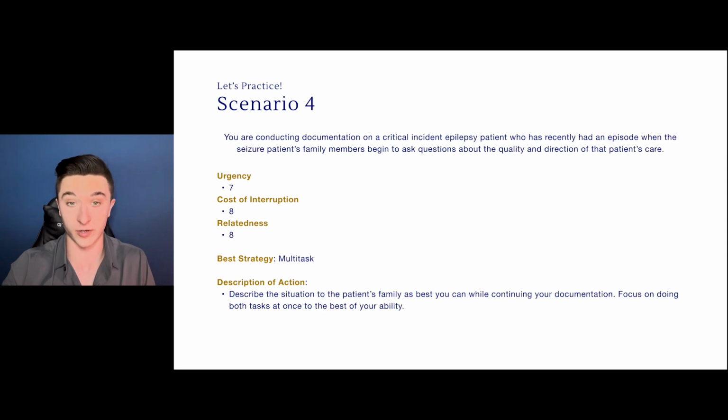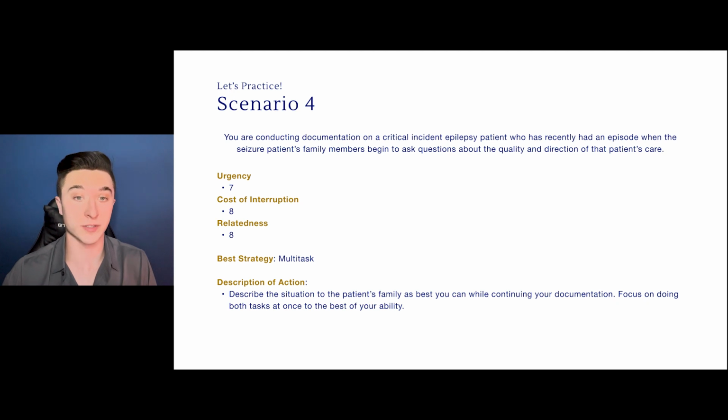The fourth scenario here is that a nurse is conducting documentation on a critical incident epilepsy patient who's recently had an episode when the seizure patient's family, the same patient that you're working on right now, begins to ask questions about the quality and direction of the patient's care because they need to make a decision. So now our urgency is about a 7, our cost is an 8, and our relatedness is also an 8. Now this is a rare example in which you might actually need to multitask.